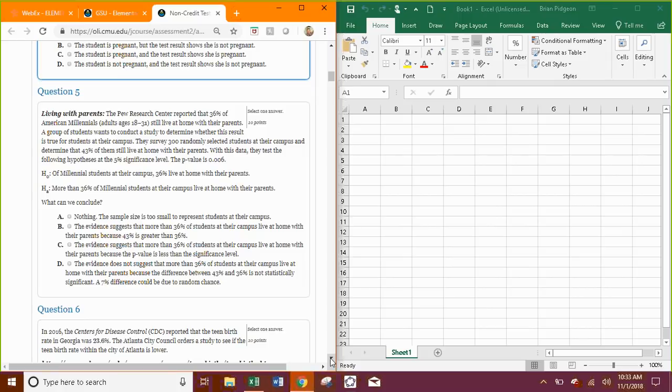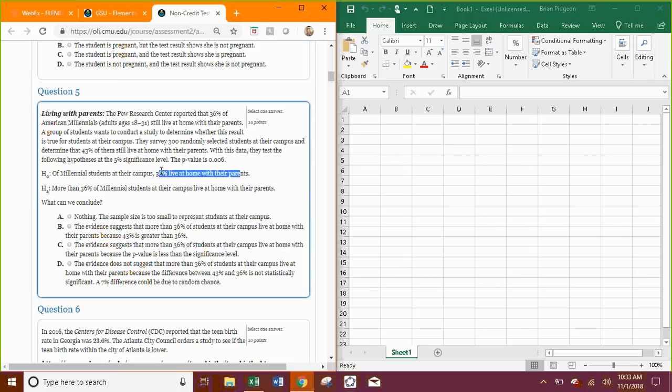The Pew Research Center reported that 36% of American millennials still live at home with their parents. A group of students wants to conduct a study to determine whether this result is true for students at their campus. They survey 300 randomly selected students at their campus and determine that 43% of them still live at home with their parents. With this data, they test the following hypotheses at the 5% level. The p-value is 0.006.